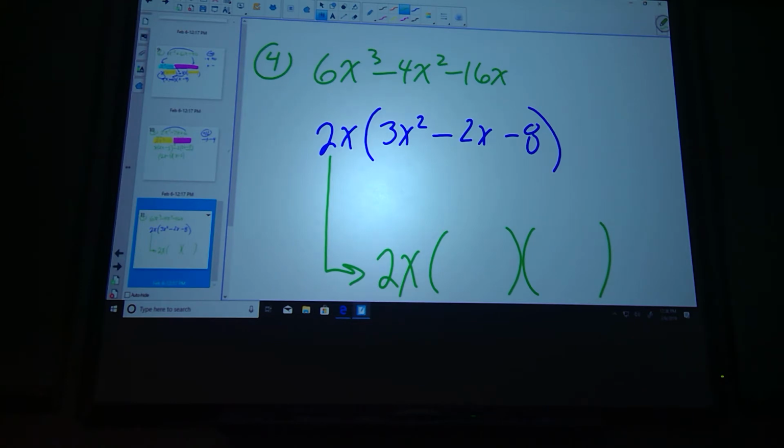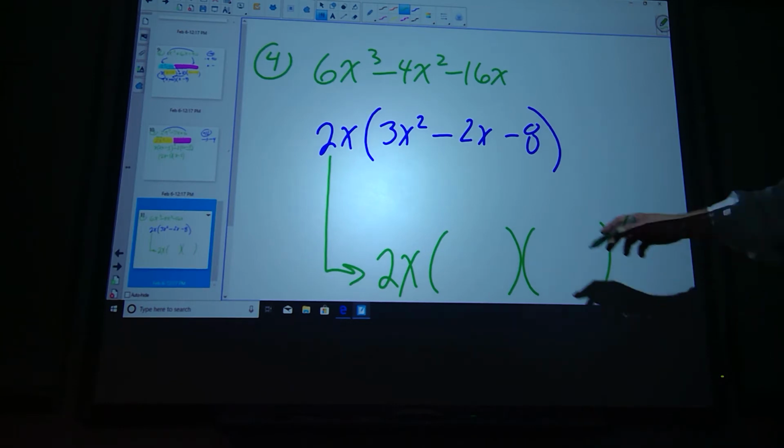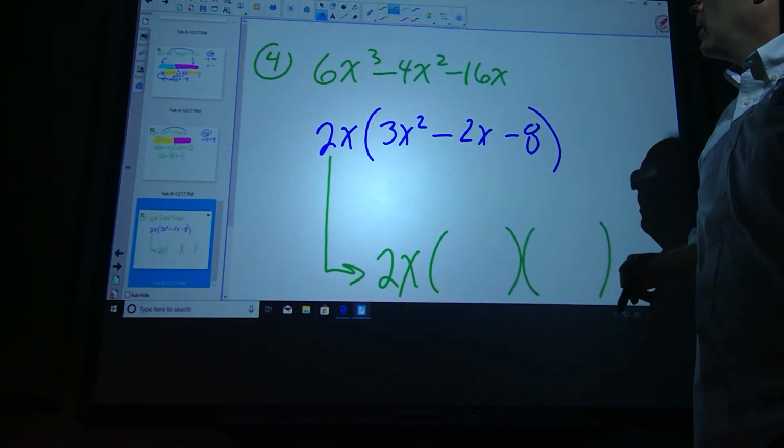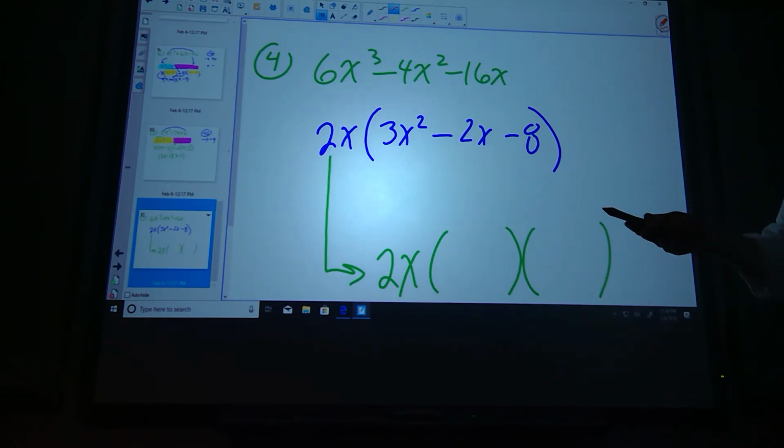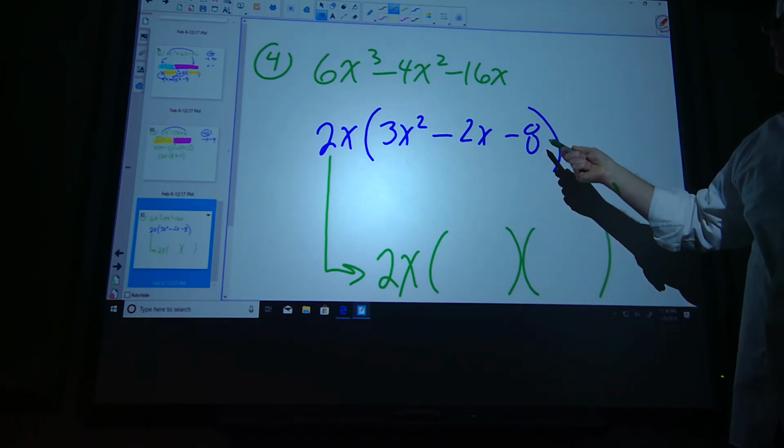Okay. Do you feel I can factor 3x squared minus 2x minus 8? You think it factors or you think it's prime? No, you can factor. It'll factor? Yeah. Okay. So Christian, what is my magic number? And watch your signs. Positive 4 and a negative 6.